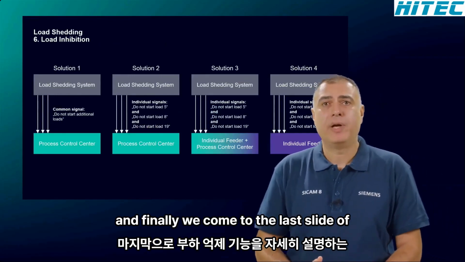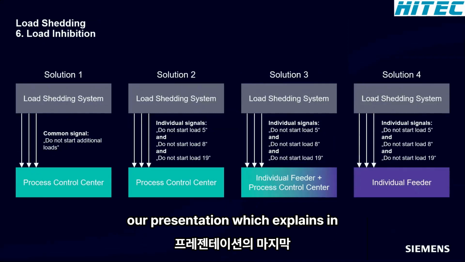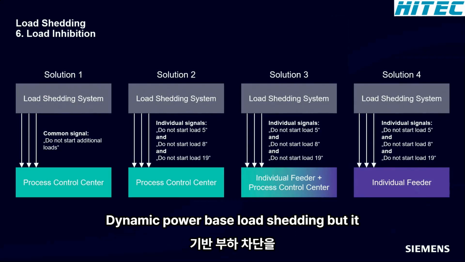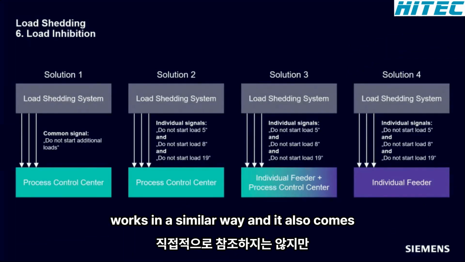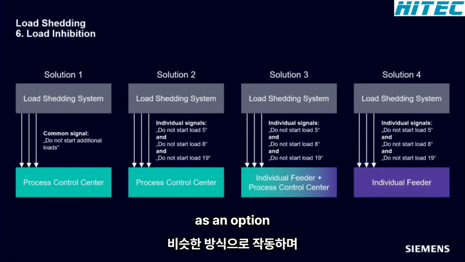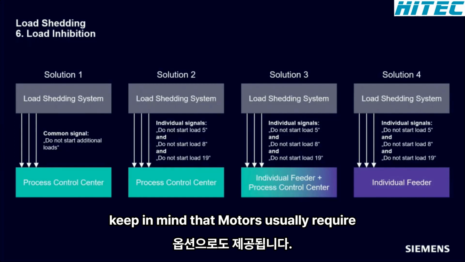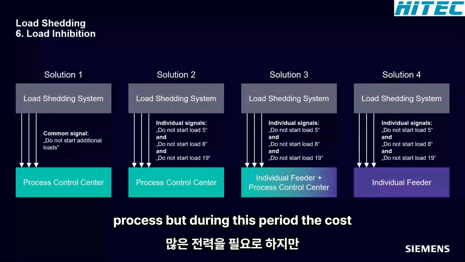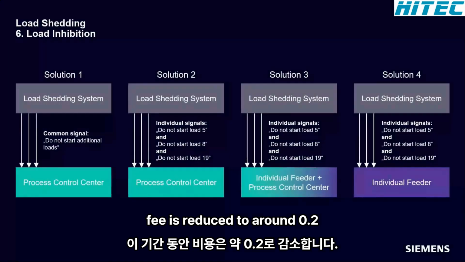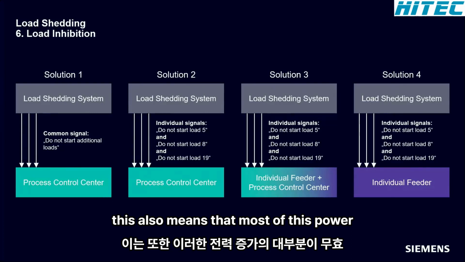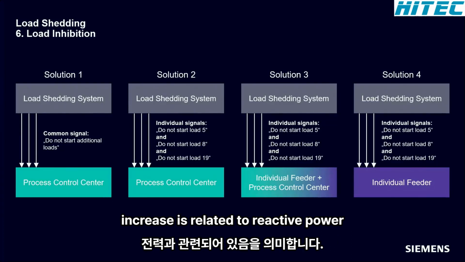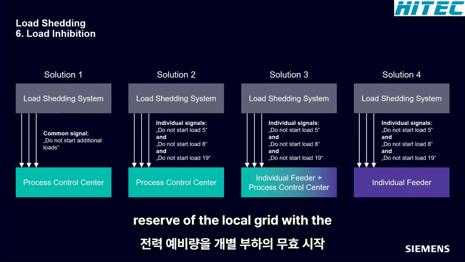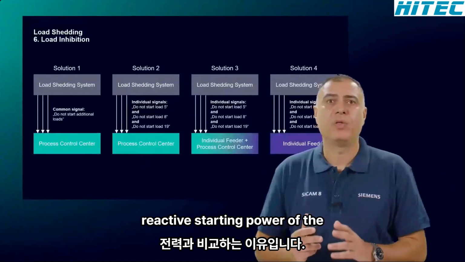And finally, we come to the last slide of our presentation, which explains in detail the load inhibition function. This function does not directly refer to dynamic power-based load shedding, but it works in a similar way, and it also comes as an option. To understand this function, you have to keep in mind that motors usually require much more power during the starting process, but during this period, the cos phi is reduced to around 0.2. This also means that most of this power increase is related to reactive power. This is the reason why the load inhibit function compares the reactive power reserve of the local grid with the reactive starting power of the individual loads.